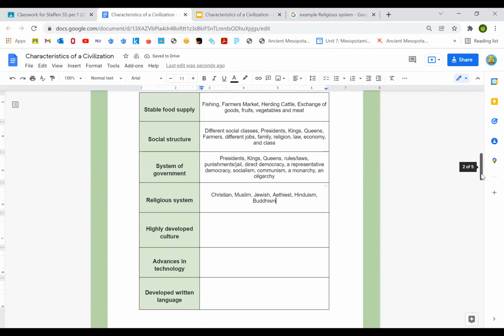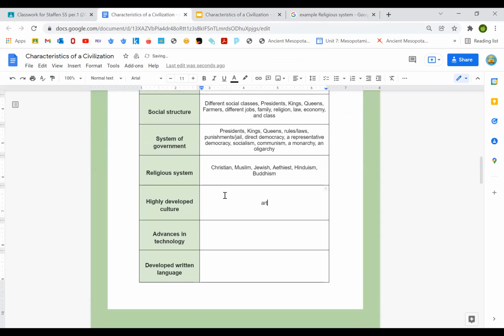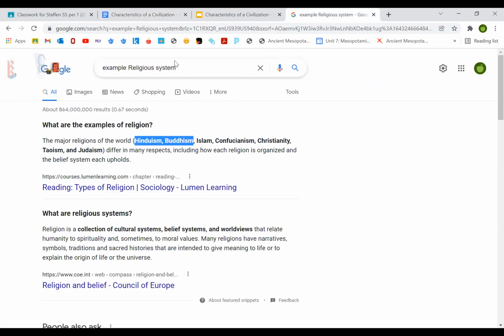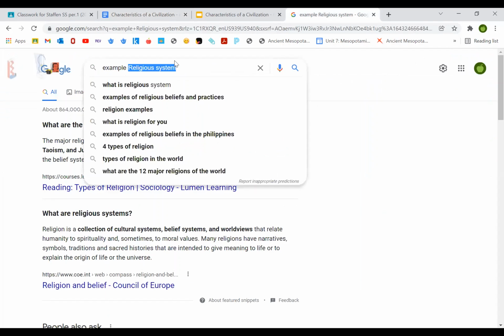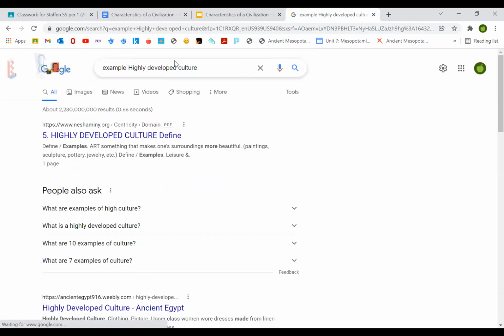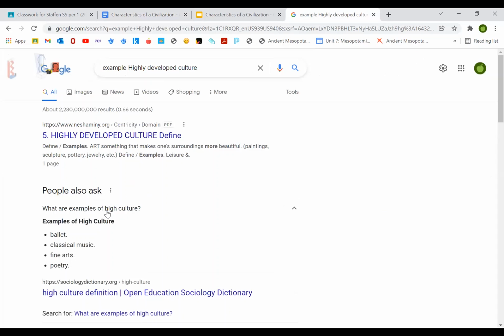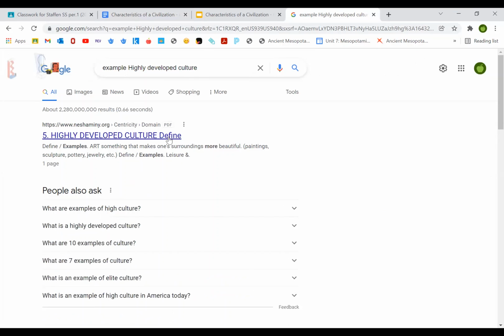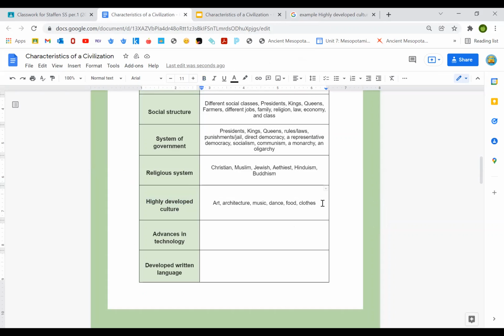Highly developed culture, art, architecture, music, dance, food, clothes. See if they have any additional ideas. Yep, so basically same thing. Literature, or writing.